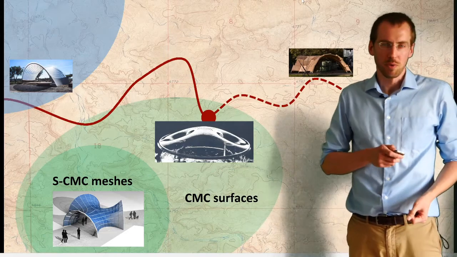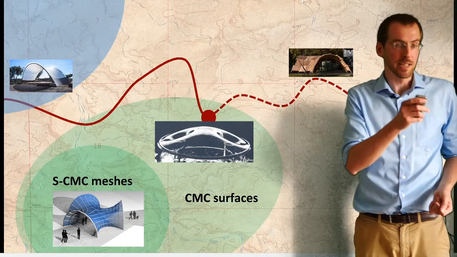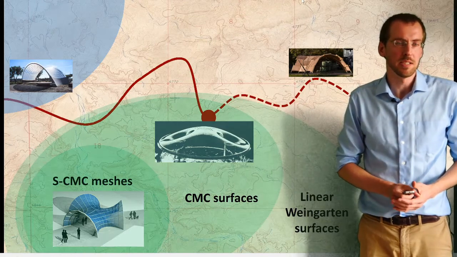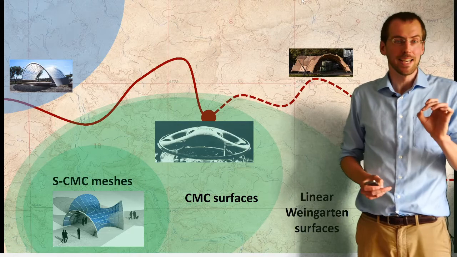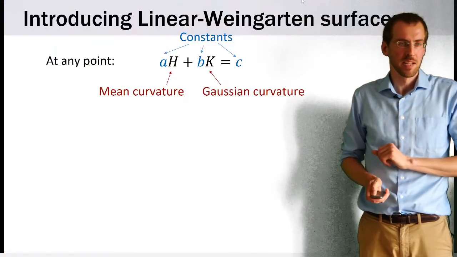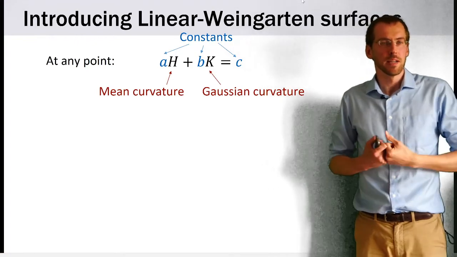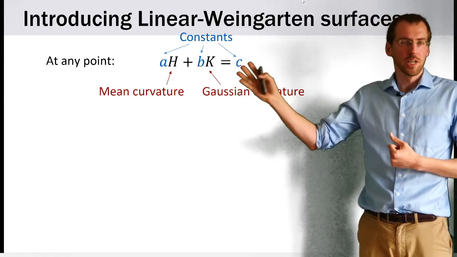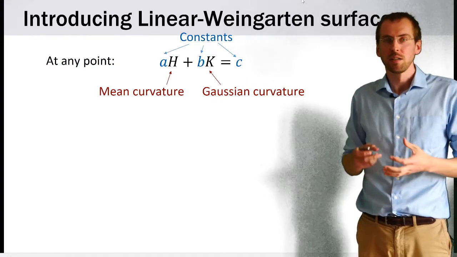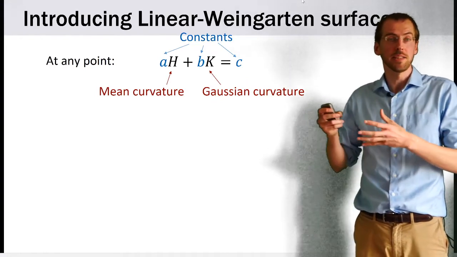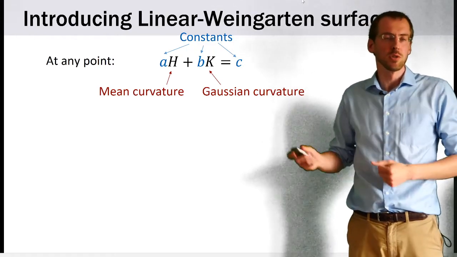Now if we get back to our soap bubble and we take a bit of altitude, we realize that SCMC mesh surfaces belong to a wider family of surfaces called Linear Weingarten. So what are these strange surfaces? They are defined by this relation. We have a combination of the mean and Gaussian curvature that is constant at each point. So the mean curvature is not constant, it's a combination of mean and Gaussian.